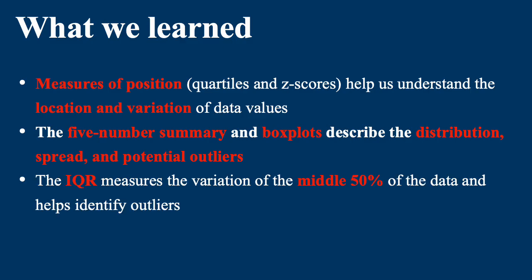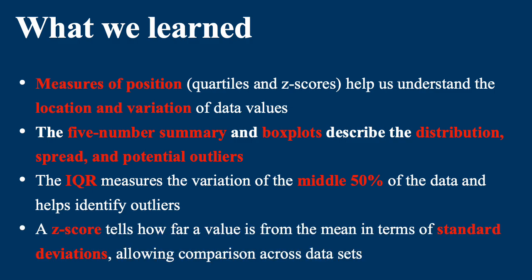IQR focuses on the middle 50% of the data and helps us identify unusual values, outliers. Then z-score tells us how far a value is from the mean in terms of standard deviations, which helps us compare values across different data sets.